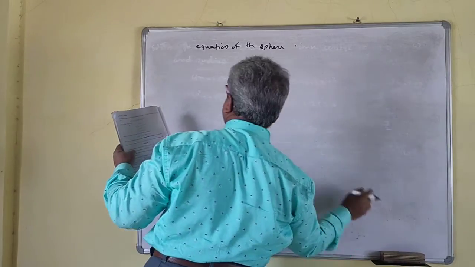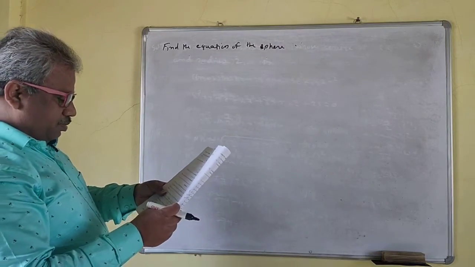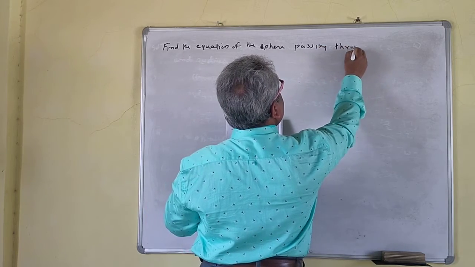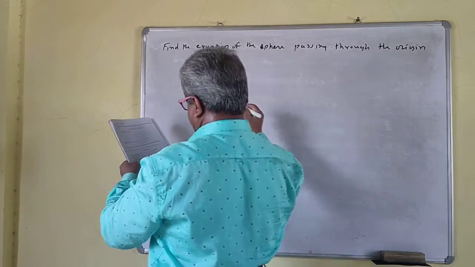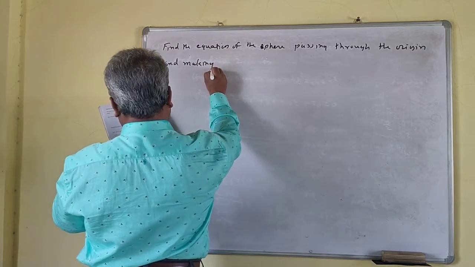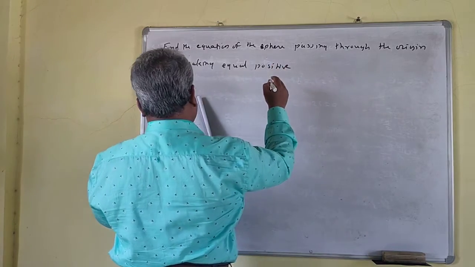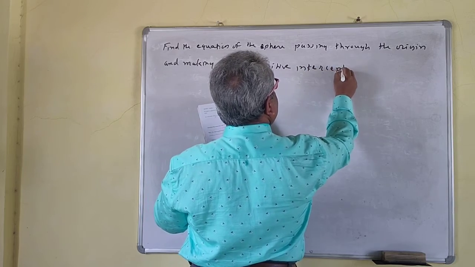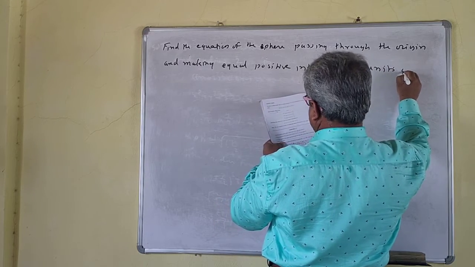Next question: find the equation of the sphere passing through the origin and making equal positive intercepts of 5 units on the axes.